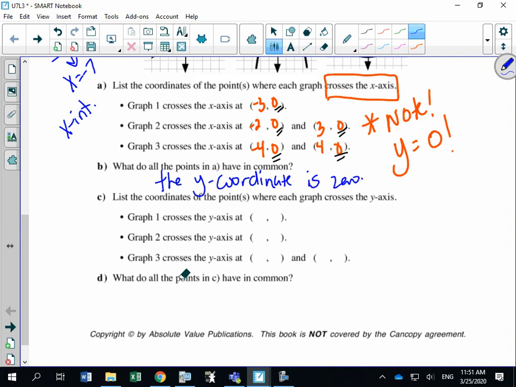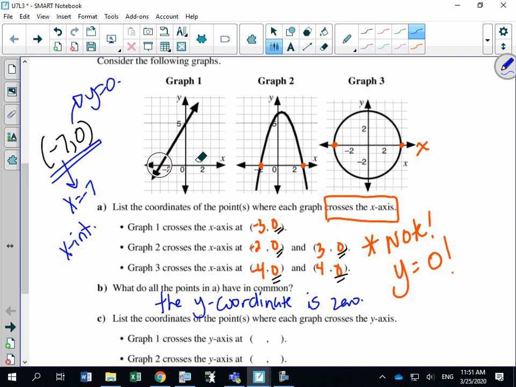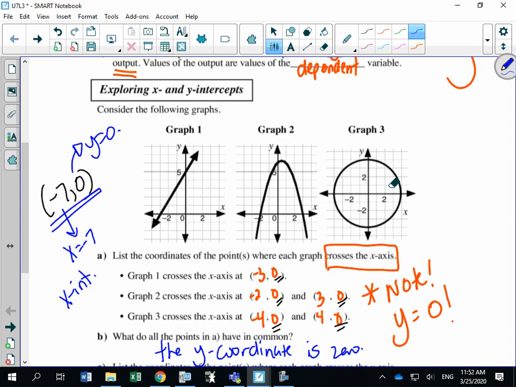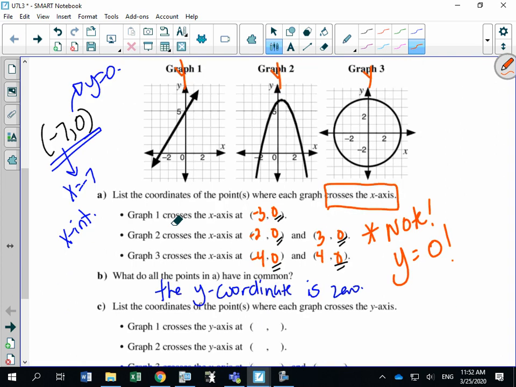Okay, let's look at C. So I'm going to erase these points. And now what we're going to do is get all of the ordered pairs of all of our y-intercepts. So where does each graph cut the y-axis? So for example, on graph 1, that would be this point here. On graph 2, it'd be this point, and I've got 2 y-intercepts on graph 3.